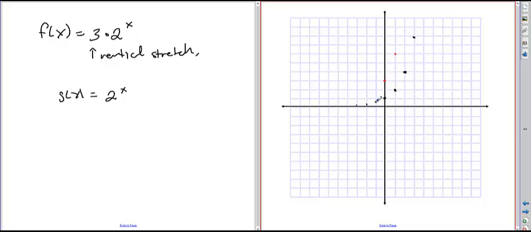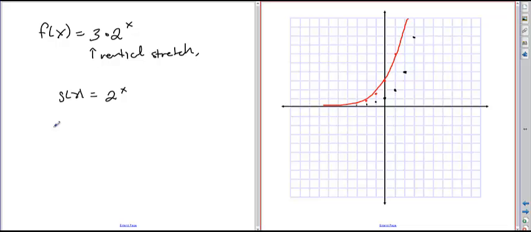Here we have a half, so a half times 3 is 3 halves. Here we have a fourth. A fourth times 3 is 3/4. And here we have an eighth, so an eighth times 3 is going to be 3/8. So you can see what happens is we just increase more quickly by a factor of 3. So that's a vertical stretch.